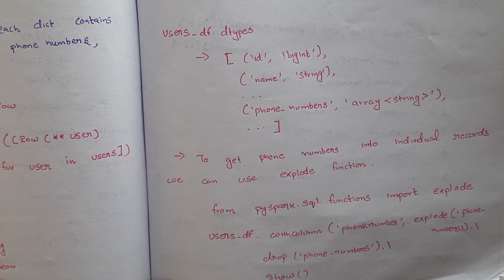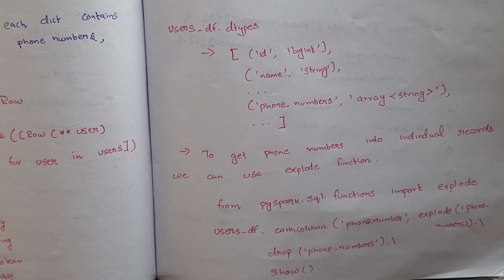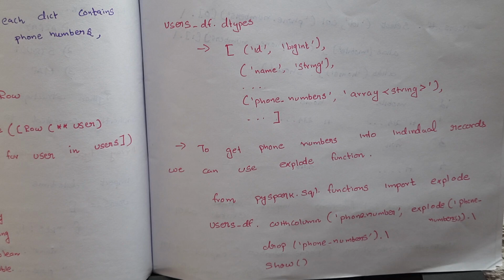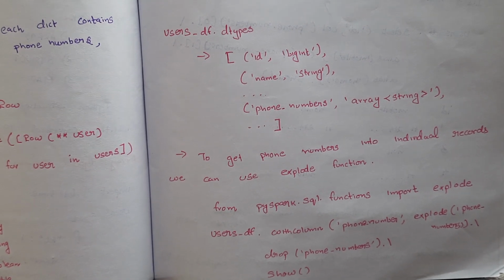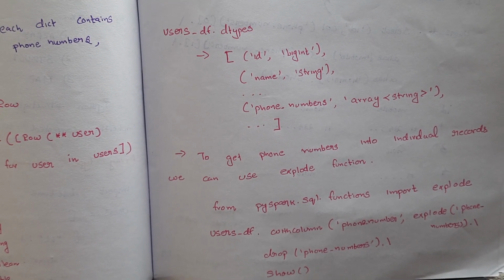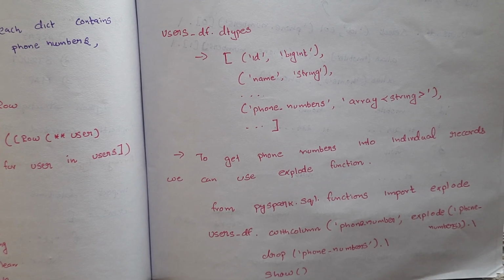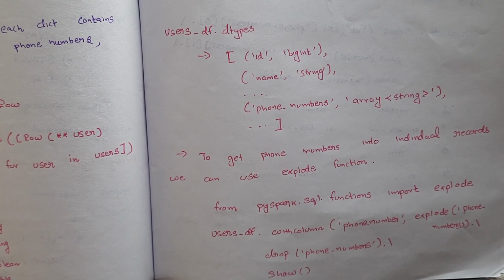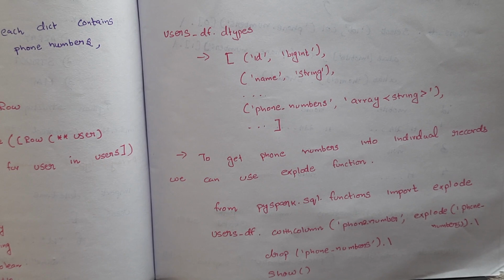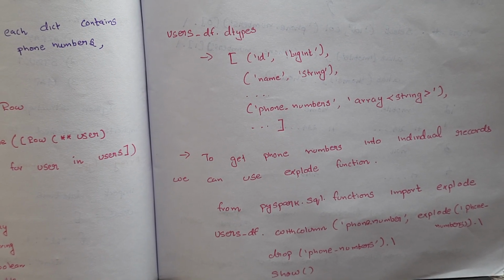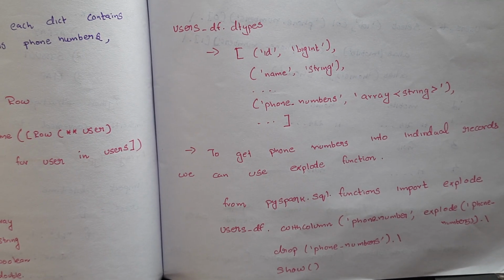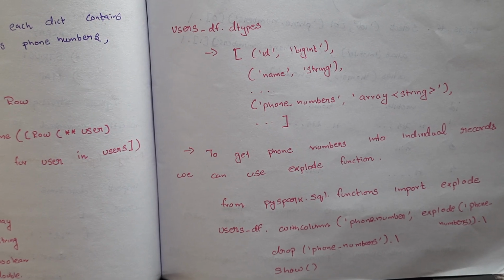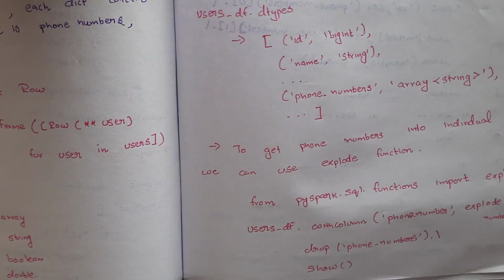From pyspark.sql.functions import explode. So user_df is the data frame we have. I'm creating a new column, phone_number, using explode on the phone_numbers column. So phone_numbers has a list of string values, and then I'm dropping the phone_numbers column and I'm trying to show the value here.